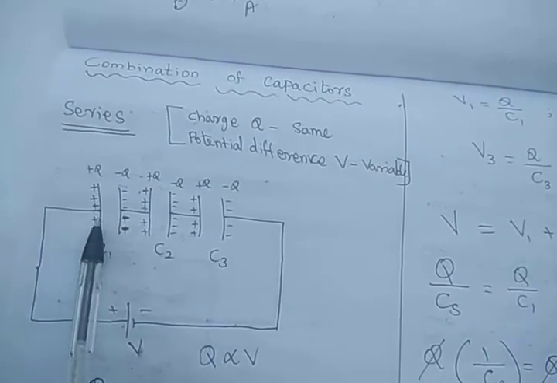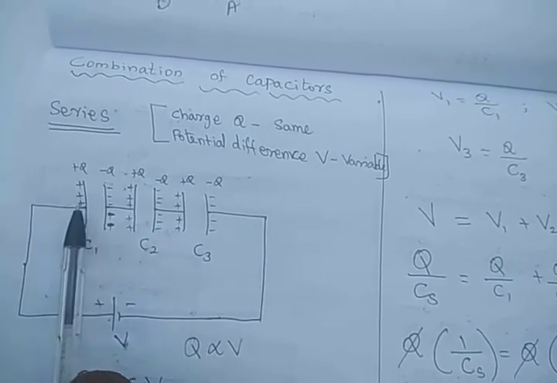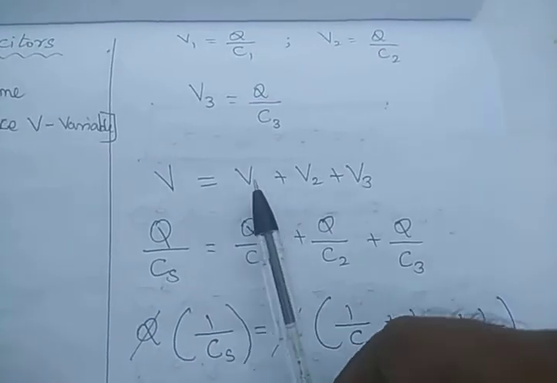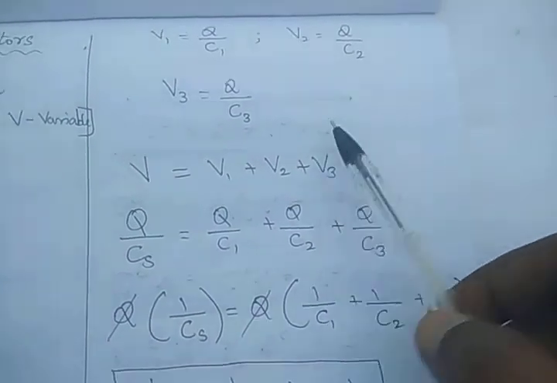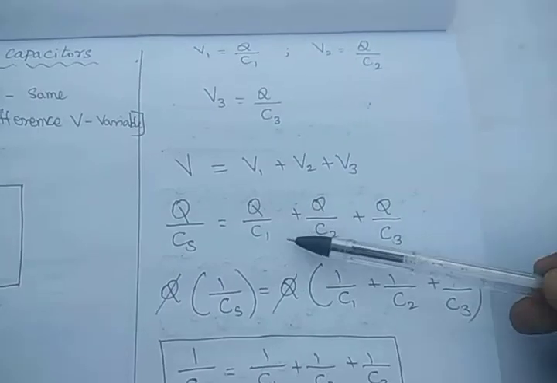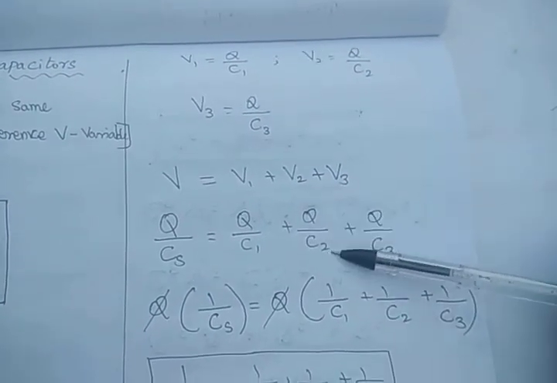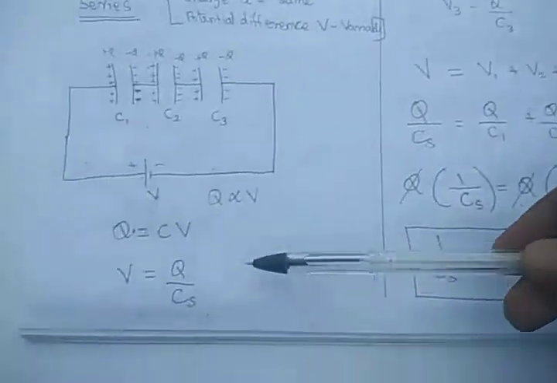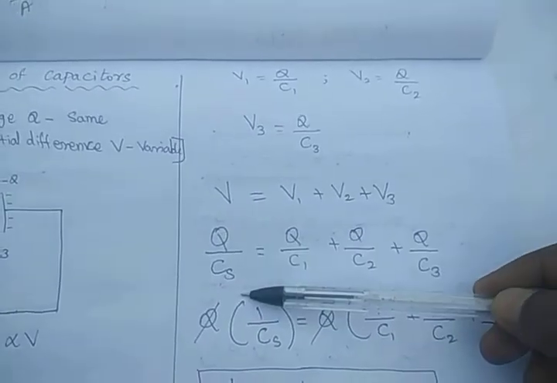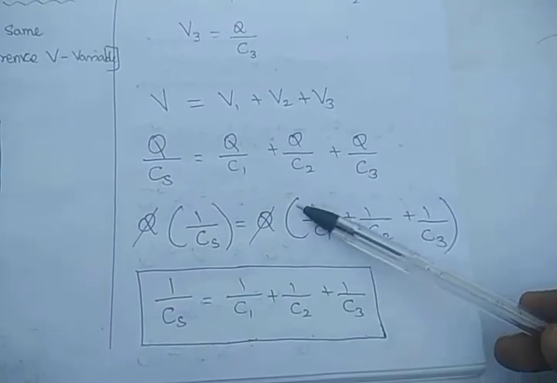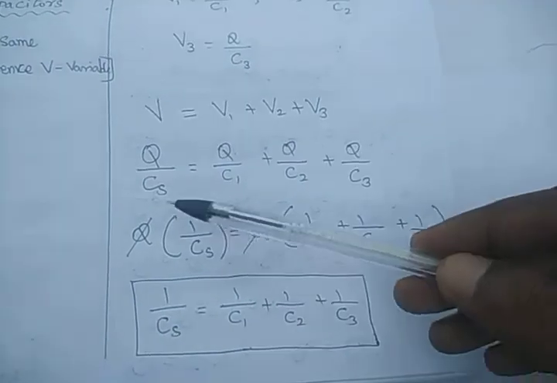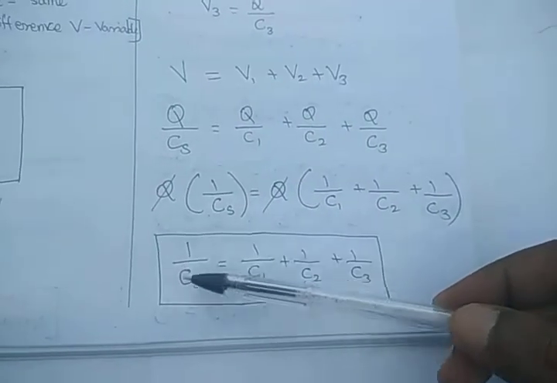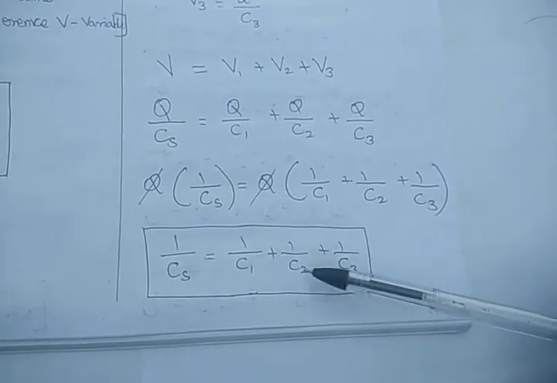As we already know, the sum of all three potential differences is equal to the total potential difference V. So V is equal to V1 plus V2 plus V3. Substituting V1, V2 and V3 here, we get Q by C1 plus Q by C2 plus Q by C3. This V, the total potential difference, is Q by CS. So let me take Q commonly outside: 1 by C1 plus 1 by C2 plus 1 by C3. This Q and this Q get cancelled, and finally we get 1 by CS equal to 1 by C1 plus 1 by C2 plus 1 by C3.